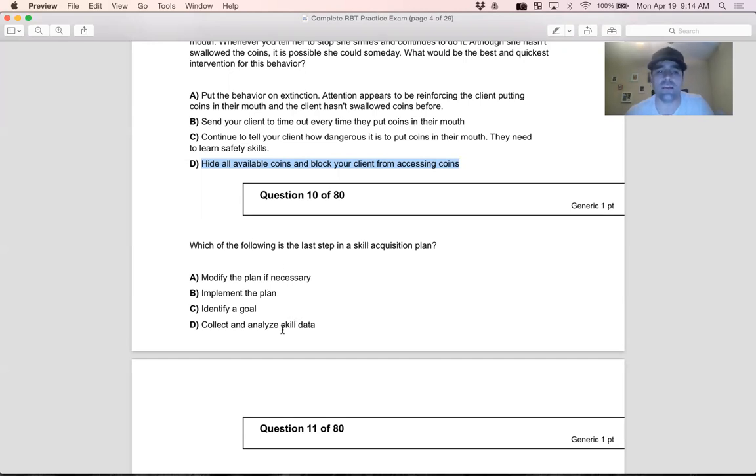And what about D? Collect and analyze scaled data. So D would be that second to last step. You've got your goal, you've got your skill, you've implemented. Now you're analyzing the data. Is our intervention working? Is the skill changing? Now what? Now we say, do we need to change the plan or do we not? If the plan is working, there's no modification necessary. Just keep doing what you're doing. But if the plan isn't working, then maybe some modifications need to occur. So the last step in a skill acquisition plan is modifying that plan if necessary.